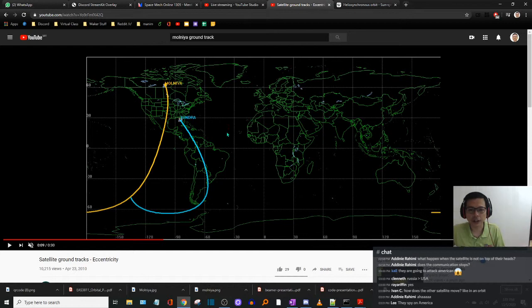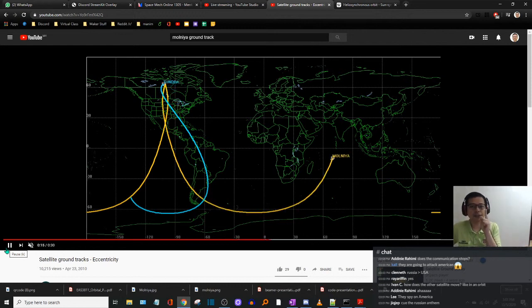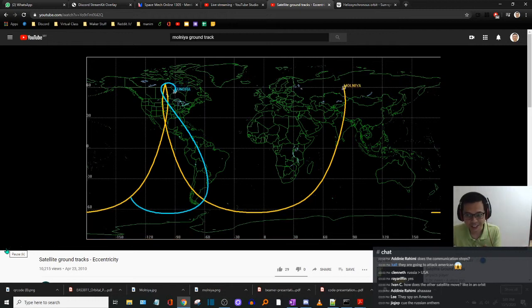So usually, the Russians, I think they will have this one satellite in Molniya orbit spend about 8 hours in the Russian sky, if I'm not mistaken, and only 8 hours per day. So what they do is they have 3 satellites in 3 different Molniya orbits, so that they have at least 1 satellite at each time.